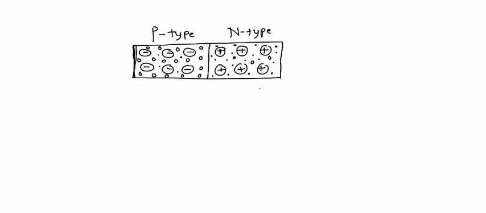If we move from N-type to P-type semiconductor, the electron concentration decreases, since it is far greater in N-type than in P-type. While if we move from P-type to N-type semiconductor, the hole concentration in P-type is far greater than in N-type. So the hole concentration decreases as we move from P-type to N-type semiconductor.